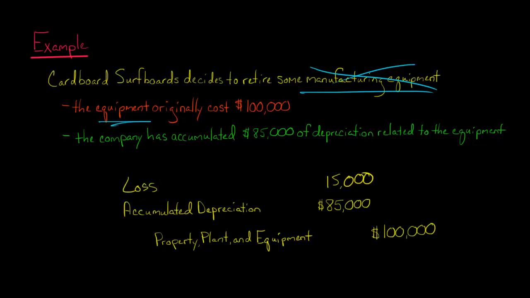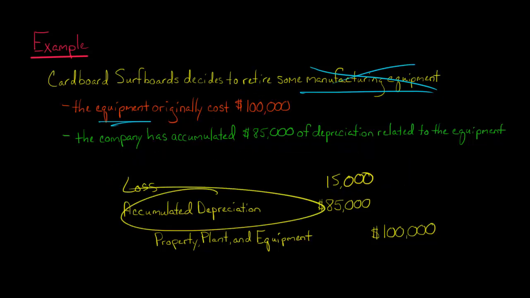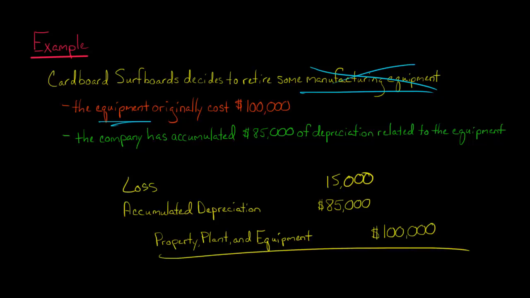Now note, because we're never going to receive cash on a retirement, we can never recognize a gain on a retirement. Okay, so in this example, basically we have the net book value of $15,000 of this asset. We're just saying, you know what, we're getting rid of it. So we're just going to book a loss, debit the loss, get the accumulated depreciation off the books, and credit the property, plant, and equipment account. And this asset is history.